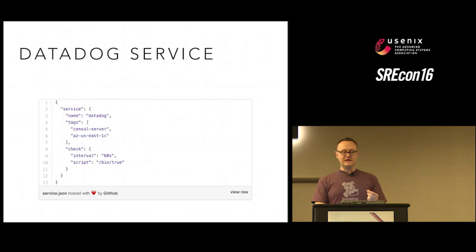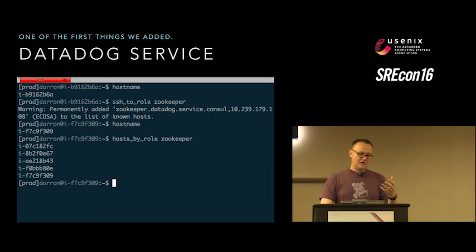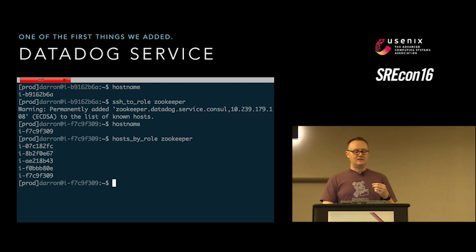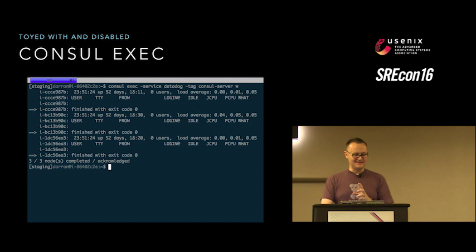Now that we had a complete picture of all of our nodes, we could do fun things like this. We could use a command we named SSH to roll, which would pick a node from the catalog and send us there. You could even do it from your local machine. It's pretty handy. So we also wrote another command called host by role to find all of the hosts with a particular role. And this is an incredibly useful and now one of the primary ways that Datadogians connect to and move around our cluster. I can't believe I just said that.